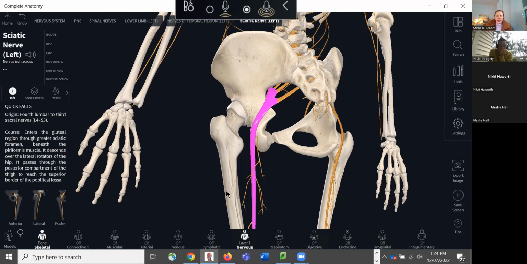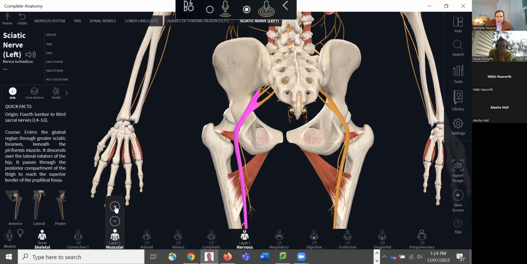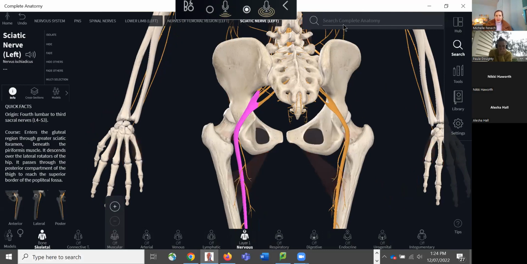So then if I was to add on my muscular layers, I don't know how I'm going to do this, but... If you just search on the right-hand side, if you just search piriformis. Oh, okay. So if you take muscles off and then search piriformis, it'll put just that muscle on, and then you can do another search and put another muscle on. This is excellent.